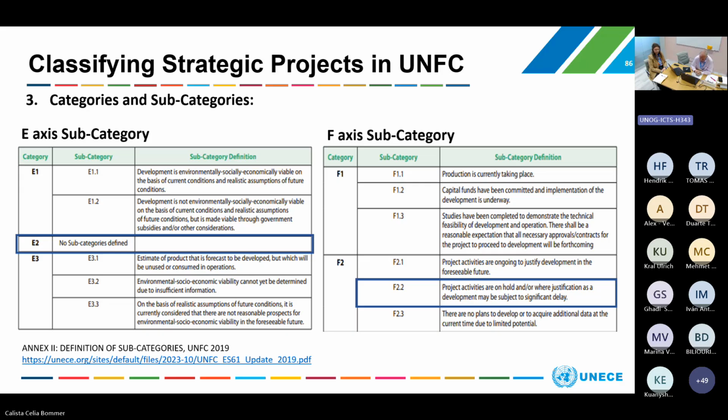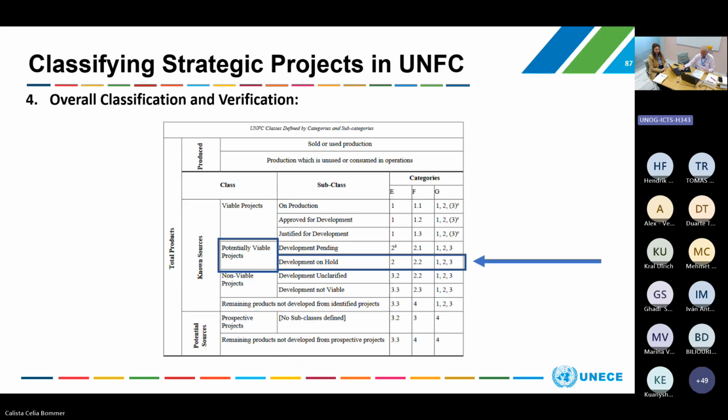Then you would go to the subcategories. Within E, you already said there are no subcategories. Within F, you would look at, and maybe you would say that the project activities are on hold, and the justification is that development is the subject of a significant delay, because the project would be one way or another on hold based on what we have.